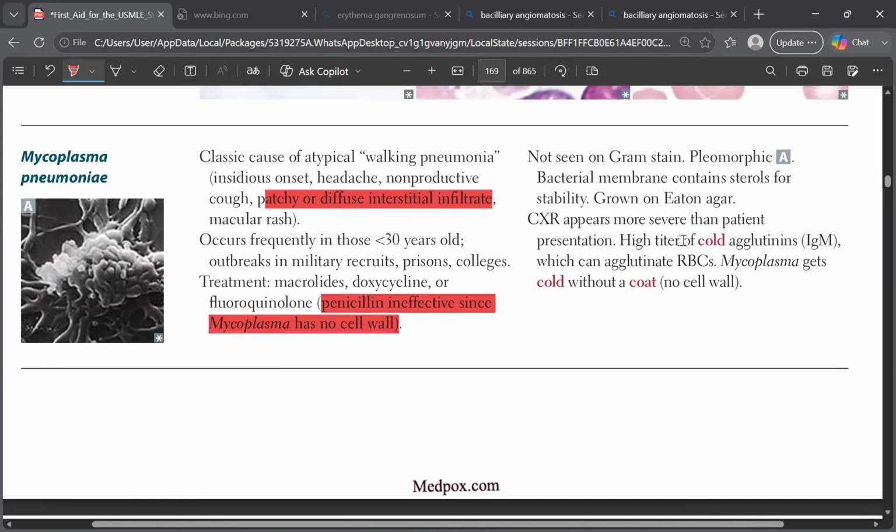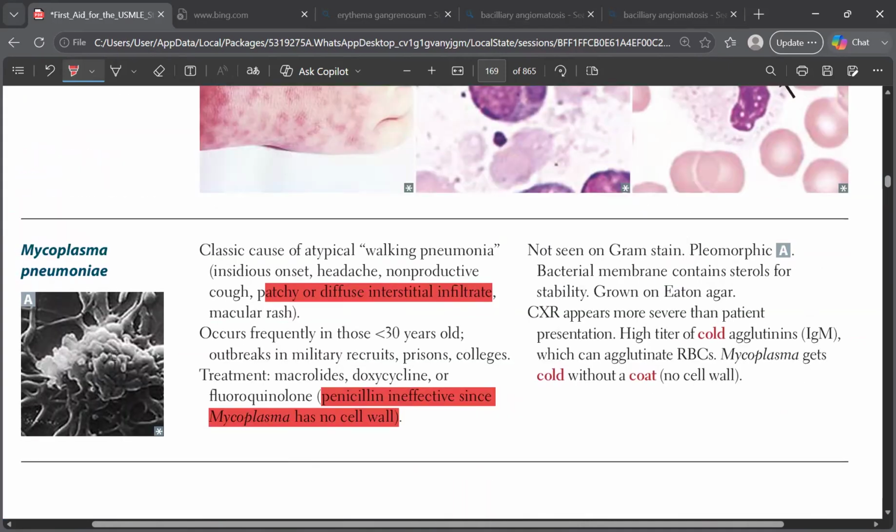It is pleomorphic. The bacterial membrane contains sterols for stability, and it is grown on Eaton agar. The chest X-ray appears more severe than the patient presentation. There is a higher titer of cold agglutinins, IgM, which can agglutinate RBCs. Mycoplasma gets cold without a coat, no cell wall.